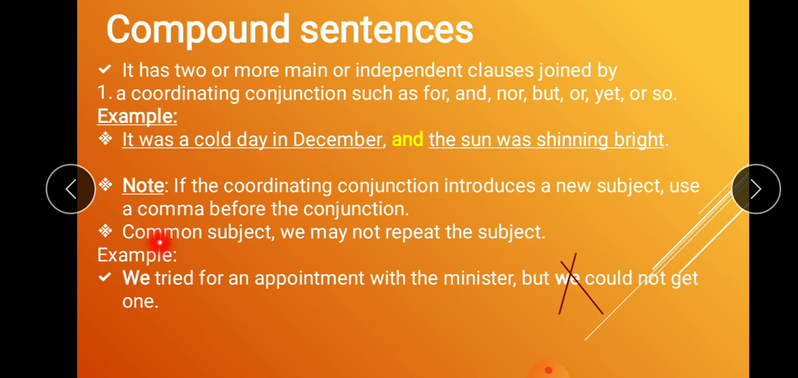Next point is, common subjects we may not repeat the subject. Example, we tried for an appointment with the minister but we could not get one. Now in this, we are talking about the same subject, common subject, we. So we will not repeat the subject we after the conjunction but.